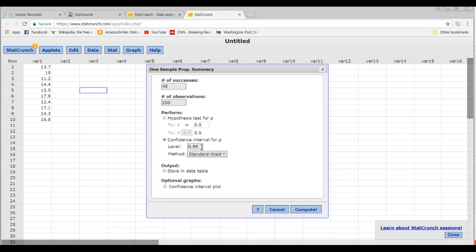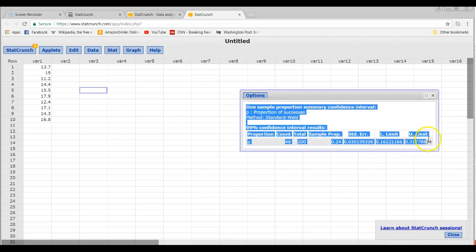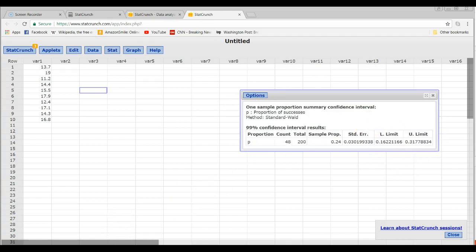Pick the 99%. Leave the method. Don't worry about what this method means. Just leave it what it is. Hit compute, and this is our confidence interval. And just like you've done before, you just highlight it all, copy it, and paste it into your Word document.